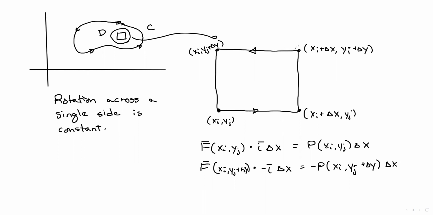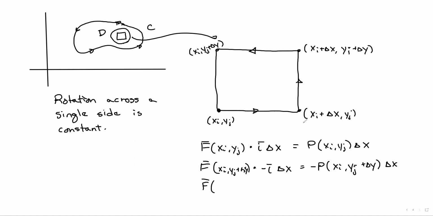So again, that's okay because we said that across the entire top, the rotation is constant. So the rotation calculation here and the rotation calculation here are approximately equal. We're eventually going to take the limit as the number of these rectangles goes to infinity, and they will be exactly equal when we do that. All right, so those are those two calculations, and then we need two more.